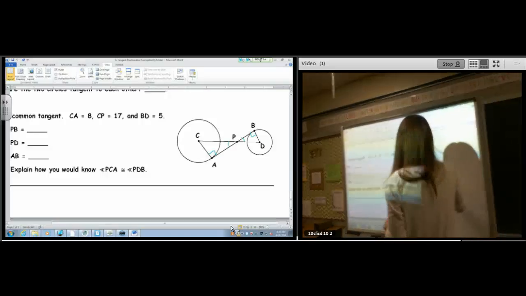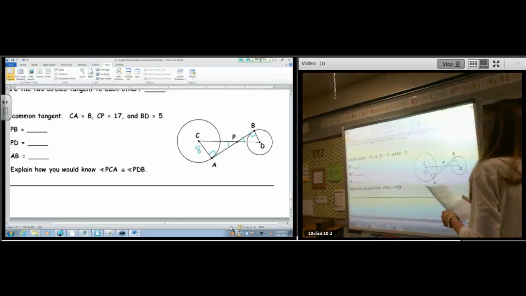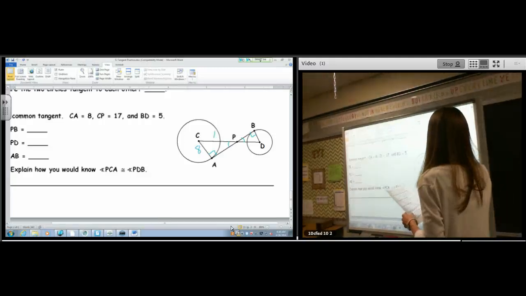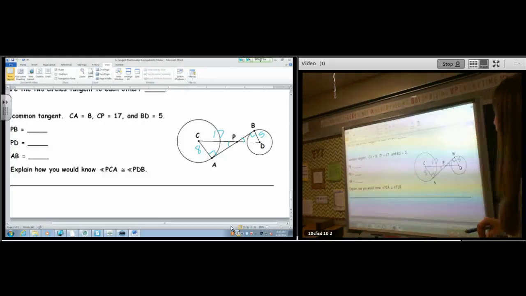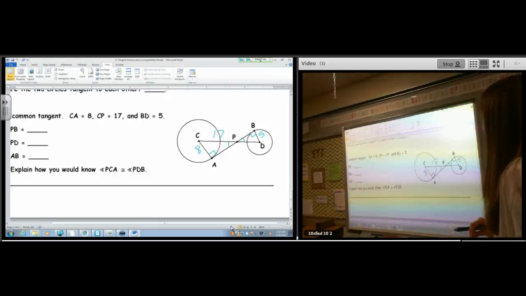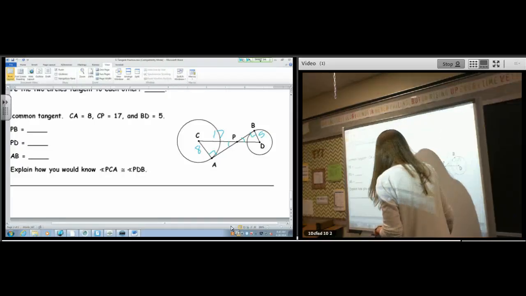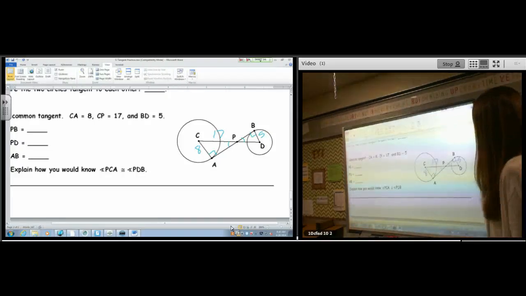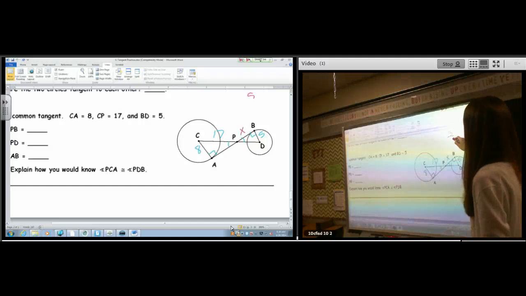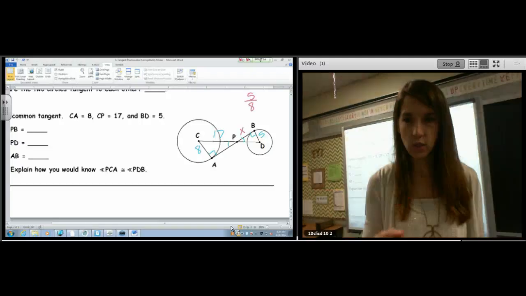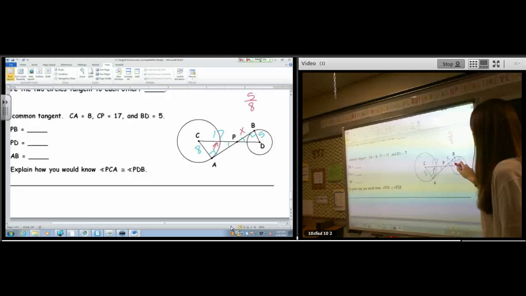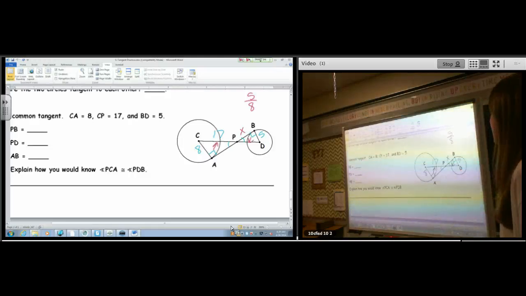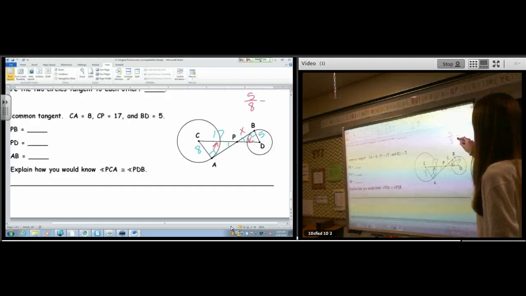CA is 8. CP is 17. And BD is 5. So to find PB, peanut butter, we are simply going to set up a proportion, right? So this is our first one that we're looking for. So we could say 5 is to 8, radius is to radius, as 17 is the hypotenuse, and PD is the hypotenuse.